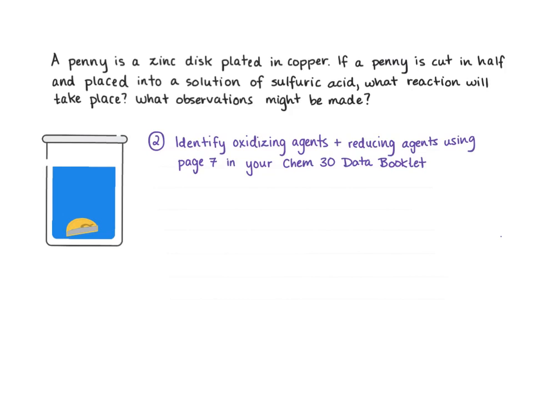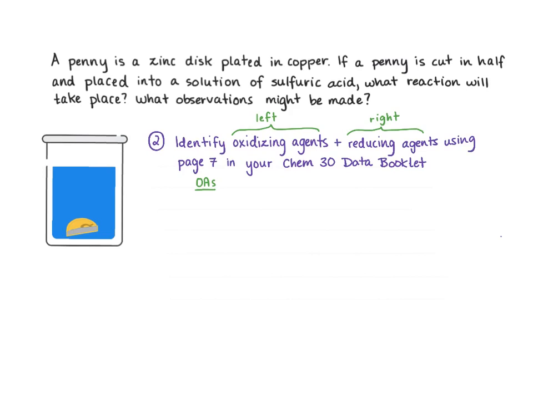Our second step is going to be to identify any oxidizing agents and reducing agents using page 7 in the Chem 30 data booklet. In this table, oxidizing agents appear on the left side of the arrows and reducing agents appear on the right side of the arrows. So that provides us an easy way to sort. So I'm going to first go down and list all of my oxidizing agents. Really important here, don't miss any combinations. So something like H+ and water might be present together, and that might be something that we want to combine as an example.